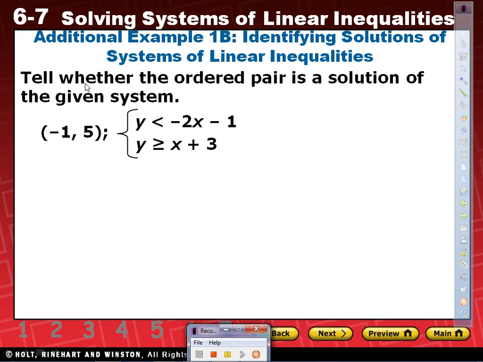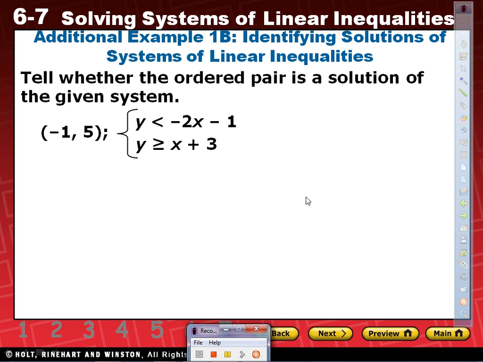Example 1B. Tell whether the ordered pair is a solution of the given system. You don't need to rewrite the instructions. You already have them. The ordered pair that they give us is negative 1, 5. And the system is y less than negative 2x minus 1 and y greater than or equal to x plus 3. Okay, copy that and check it, please.